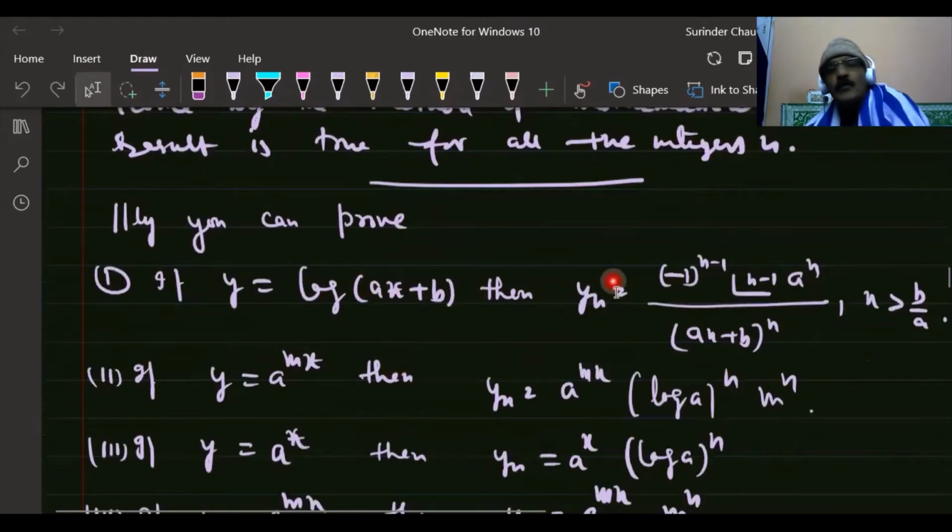Again, same process. Y is equal to log of (ax+b), and y_n is equal to this. Let us prove it for n, for x greater than minus b upon a. Log of a negative number is not defined. That's why we have written x is greater than this. Now x should be greater than this for the log to be defined. So we have imposed the condition so that this does not become undefined.